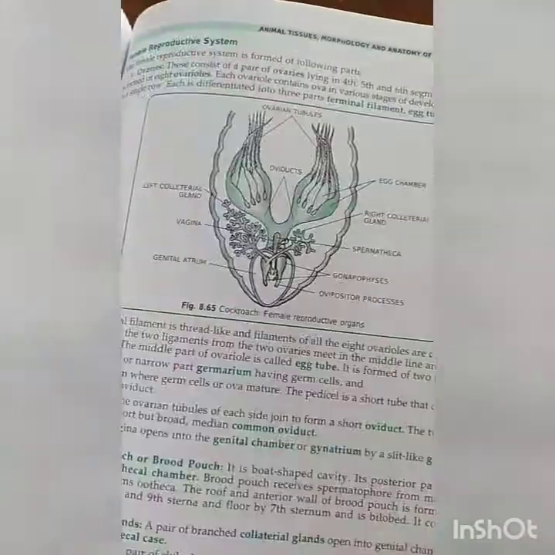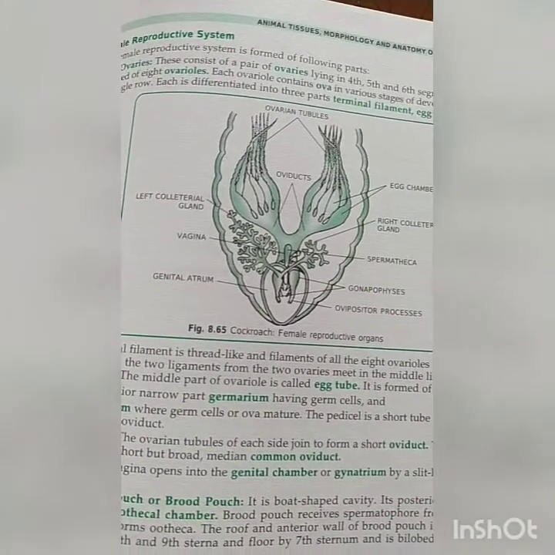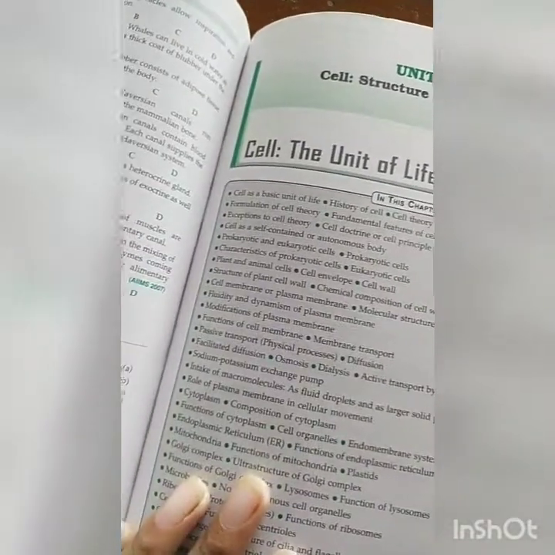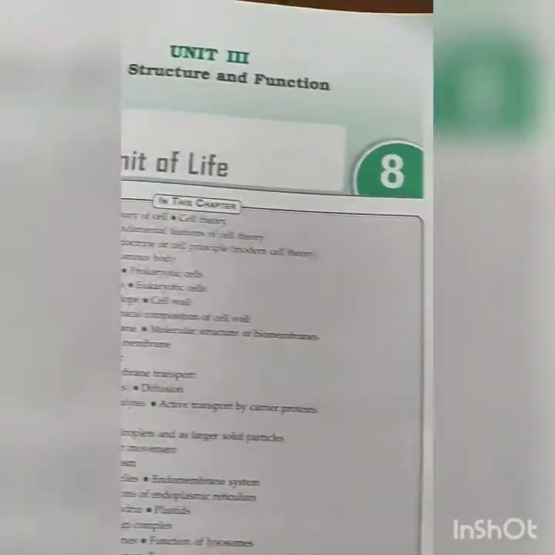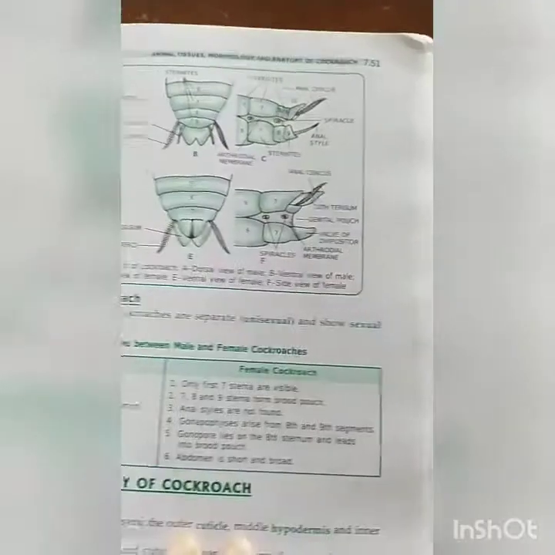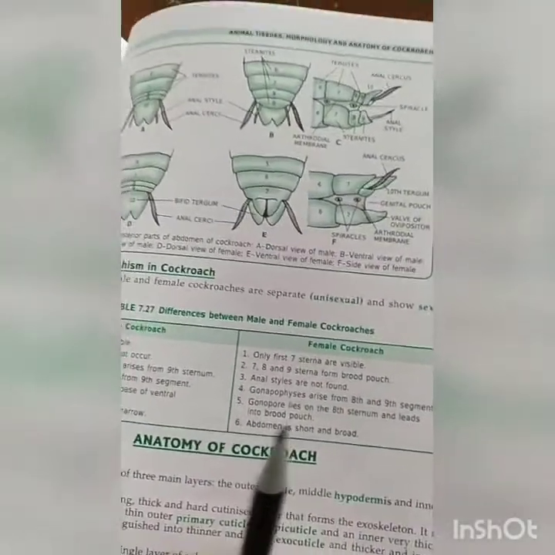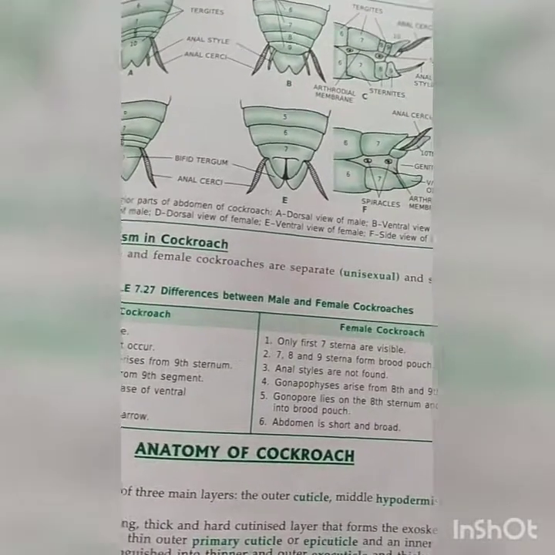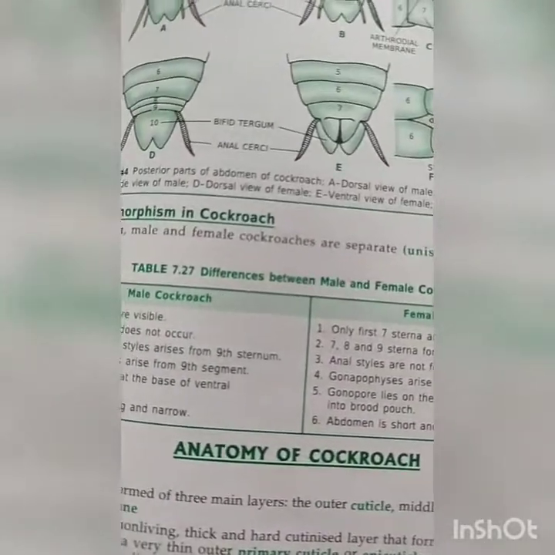So in our next lecture we will complete this chapter by completing all the morphology of the cockroach, and then we will start our next chapter, that will be Cell: The Unit of Life. So make sure, students, you know all the things: what the respiratory, circulatory and excretory systems are, and their functions too.